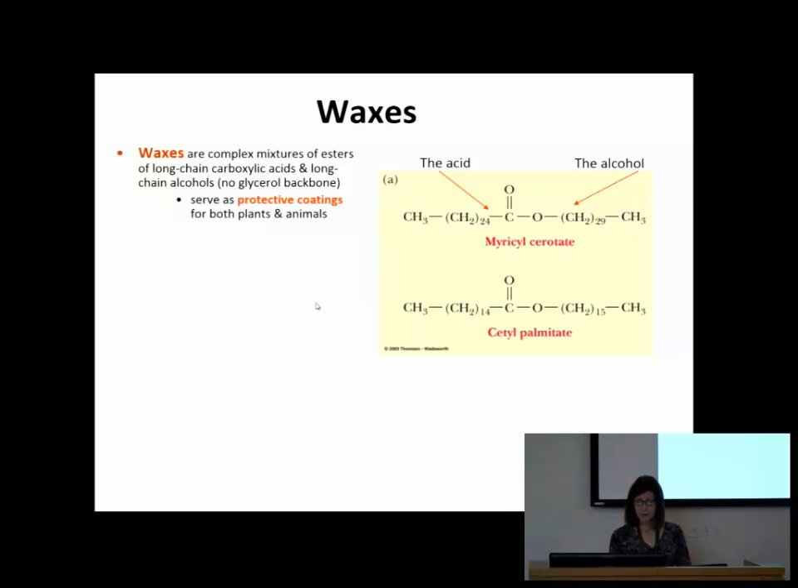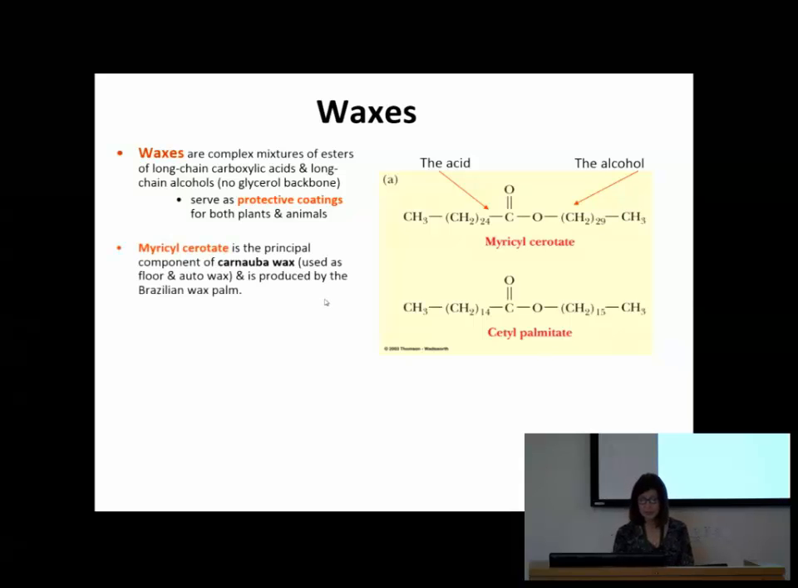If you buy Carnauba wax and put it on your car, that's going to be this one. And this one, if you get it from whales, this one.